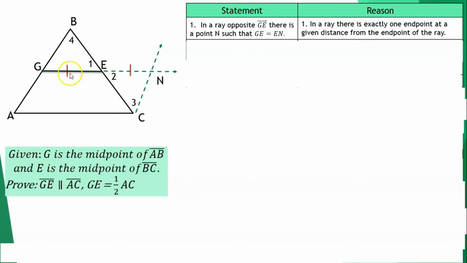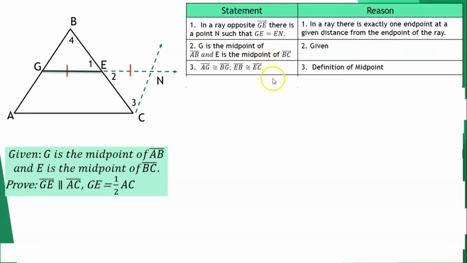So marking, we will have GE equal to EN. Take note, G is the midpoint of AB and E is the midpoint of BC. That's our given, and this is also our basis for the third statement. If this is a midpoint, it would follow that AG is congruent to BG and BE is also congruent to CE. That's the definition of midpoint. So marking this, we will get this one.